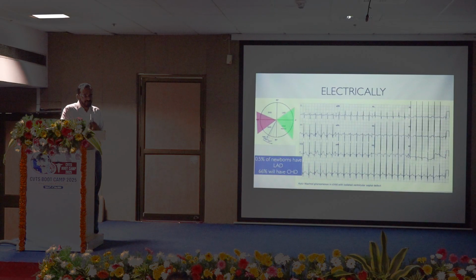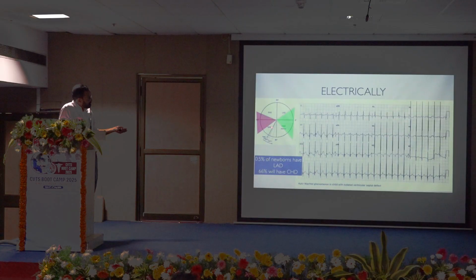Because if you accidentally see any newborn child with a left axis deviation, almost 80% of them will have heart disease. So when you take an ECG, it's very important to look at the axis. Is it right axis or is it left axis? All children are born with right axis deviation, and over the first 2 months the axis shifts and comes to the normal group.